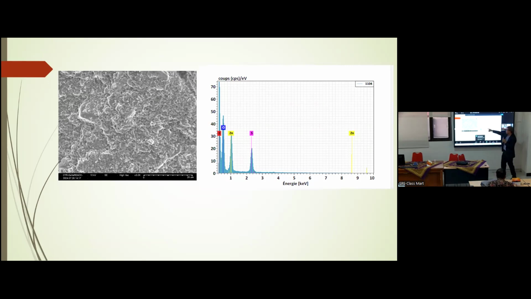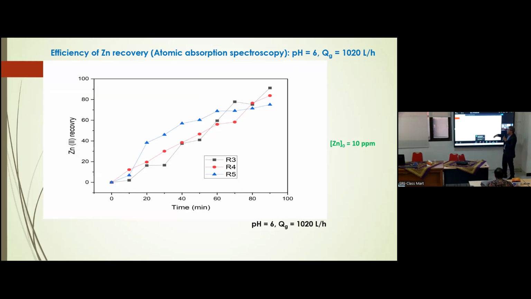At the same time, I have all the zinc in the foam, the dried foam. And I improve the results. I can reach almost 90%, but after 80 minutes, 1 hour and 20 minutes. I can reach this with several ratios. So I improved by using pH 6.